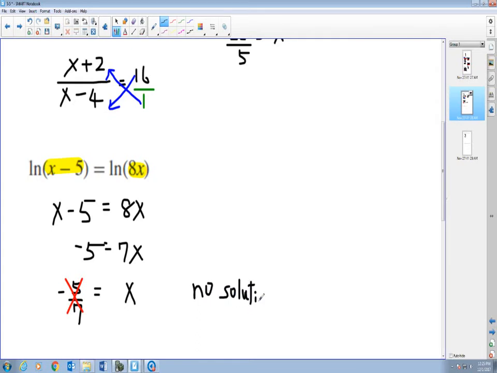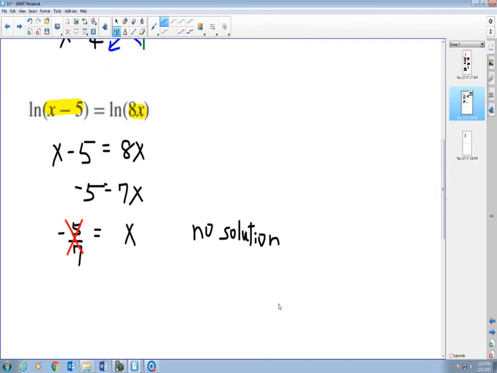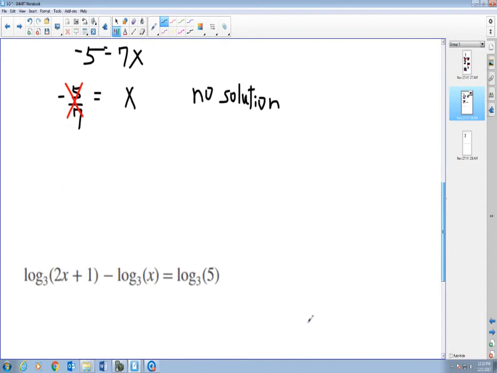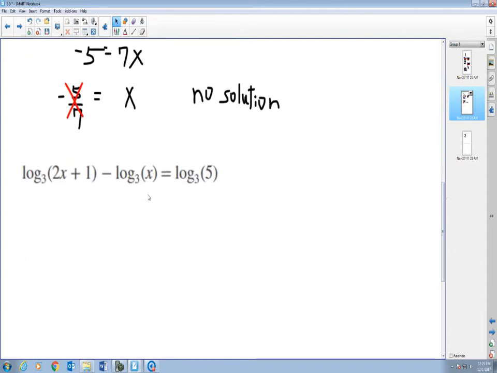Alright, so some of these problems are like that, where you've got no solution. Alright, let's look at another similar one. All three terms contain a log. So all I've got to do is make these two terms on the left side into a single logarithm equal to another log, so I can set what they're of equal to each other.